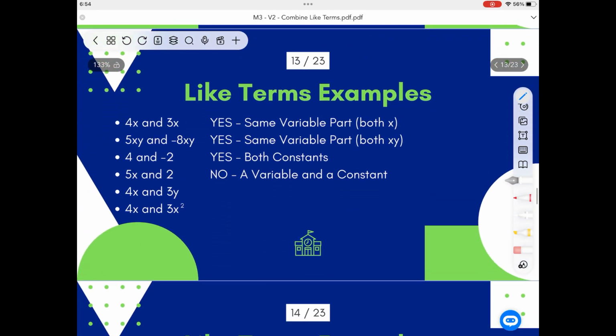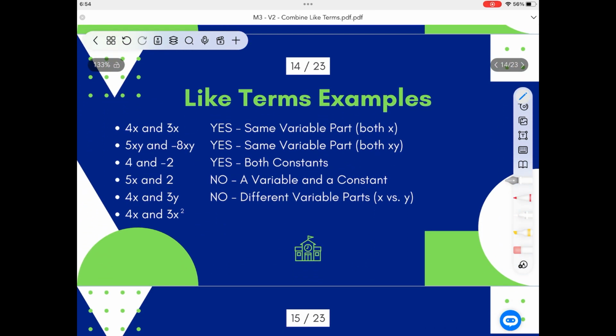The fourth one, 5x and 2, those are not like terms. Why? Well, because the first one has a variable, and the second term, the 2, is just a constant. So these are not like terms. The second one doesn't have a variable part, and the first one does.